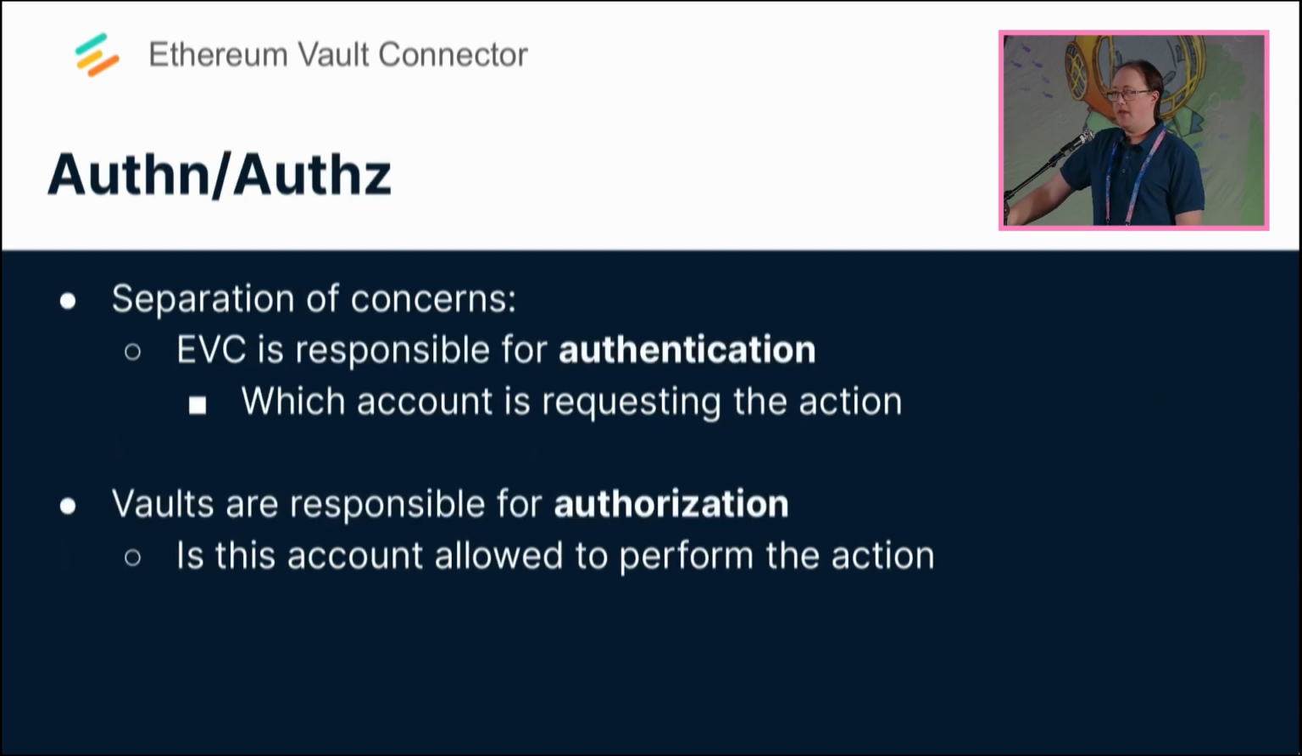At a high level, the EVC has this split that we've devised for allocating responsibilities. The EVC is responsible for authentication, in other words, who is requesting this action. As we'll see, there's a whole bunch of features that this opens up by delegating that responsibility to the EVC. However, the vaults are responsible for authorization. When an action is requested, the EVC validates who it is, and the vaults validate whether it's allowed. The most obvious example of this is if someone tries to withdraw more than their balance, it should be prevented.